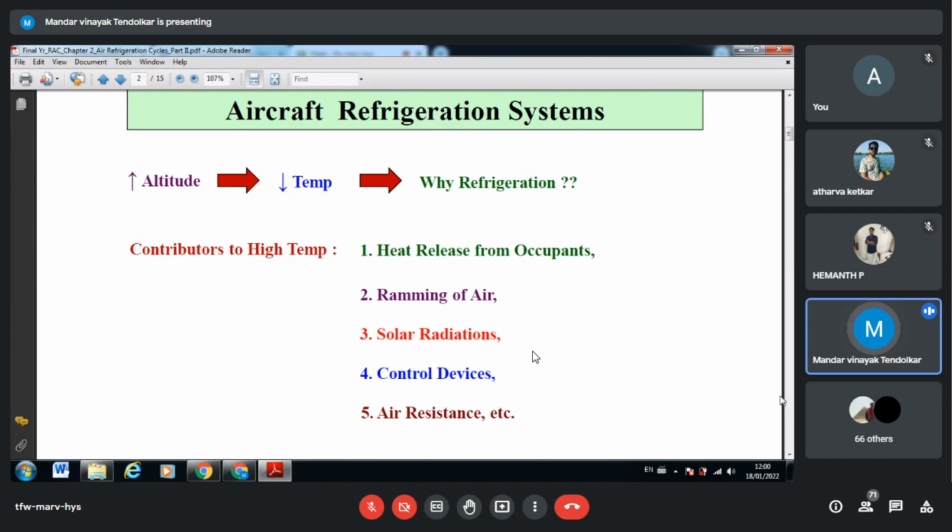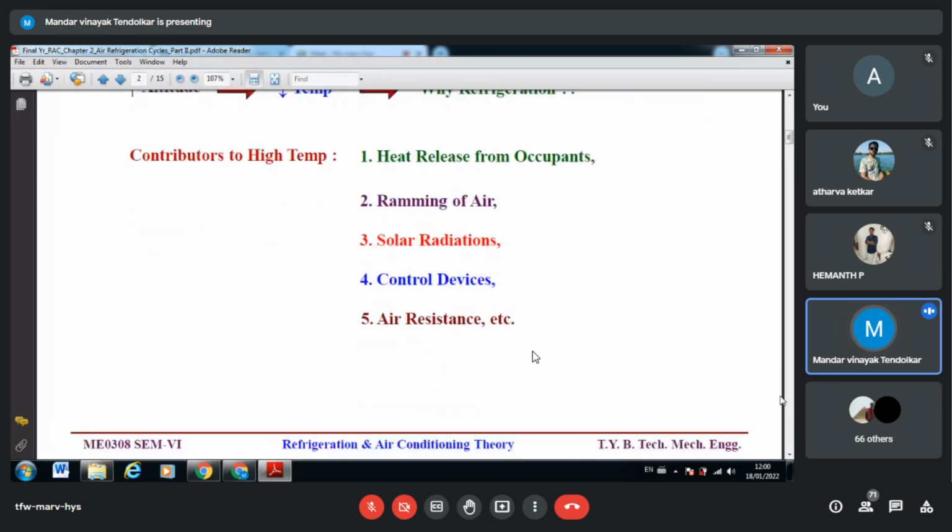And heat is free to flow from here to there. So even though something happens at the exterior part, it can be very easily transported to the interior part. Exterior part means the airplane body. Interior part means the cabin. So all these factors contribute towards the increase in the temperature.